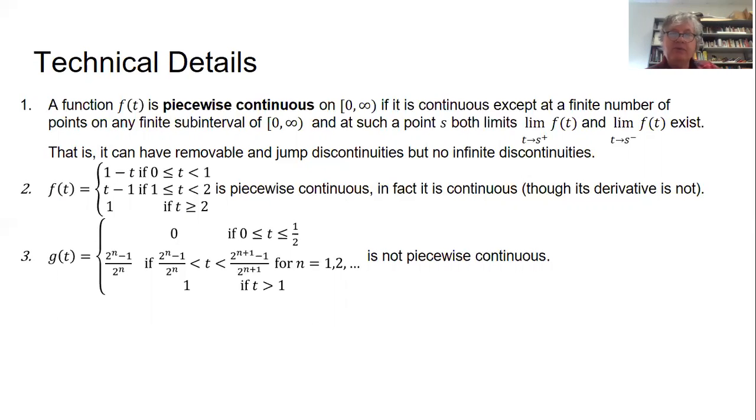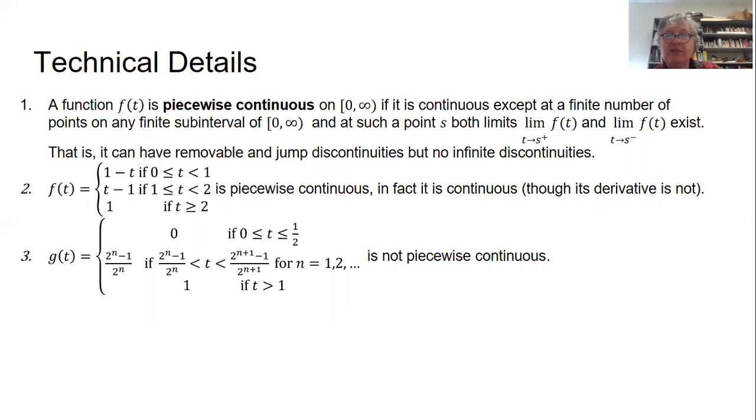So for example, if we look at this function here, it's piecewise defined as 1 minus t between 0 and 1, t minus 1 between 1 and 2, and 1 afterwards. It's actually continuous, right? Because it's kind of like a V. At the top end of the V, you just keep on going at 1. It's continuous, but its derivative is not, right? Because its derivative is minus 1, 1, 0.